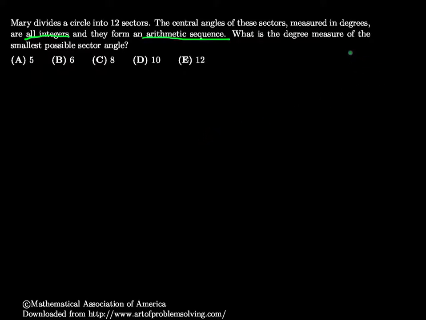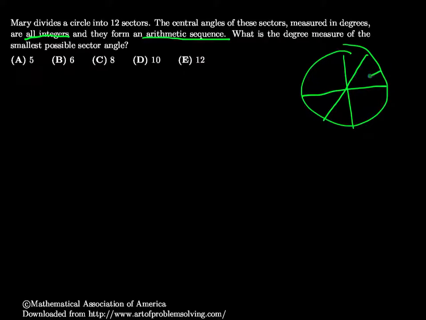Now, I'll draw a little circle. It's divided into 12 sectors, so something like this. None of them are equal, and I know that the sum of all of these angles must be 360. But here's where it becomes solvable, where we can get some answers.